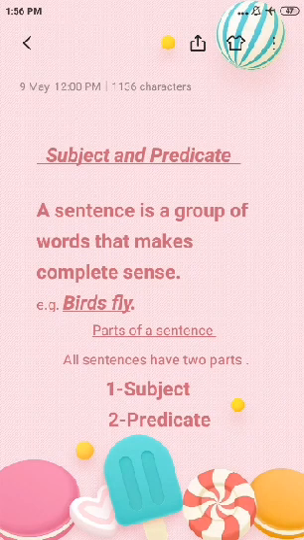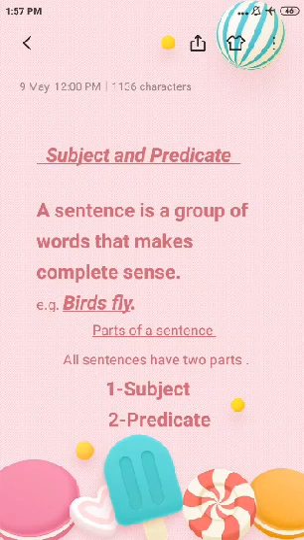Children, since we know that a sentence is a group of words that makes complete sense, let's understand this definition with an example. Example is birds fly. Even though there are two words in this sentence, it does meet the three requirements of a complete sentence. The sentence is about birds, which is the subject here, and the word fly, that is the verb, tells us what birds do. So that is the predicate, and the sentence also expresses a complete thought.